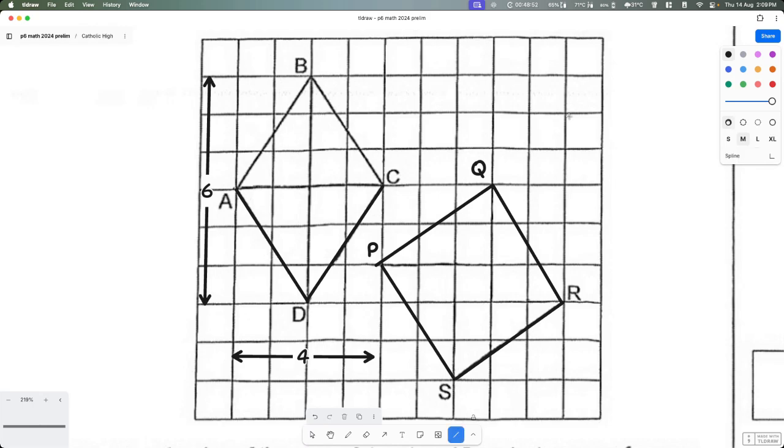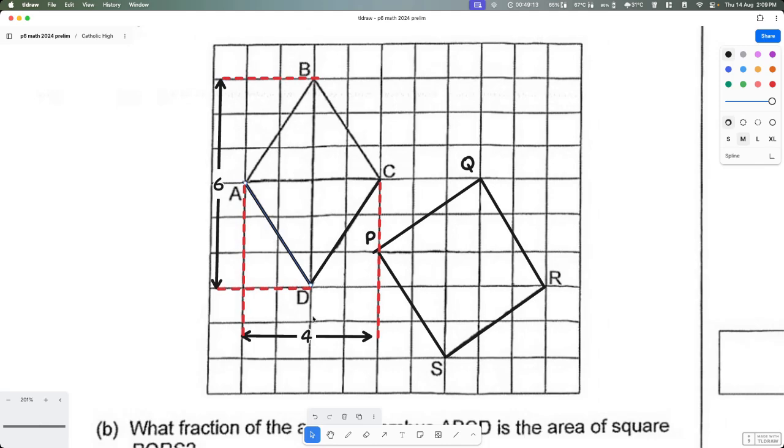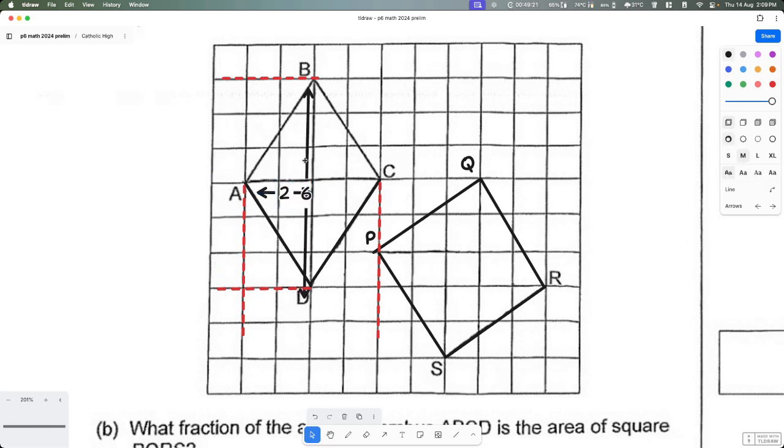Let me just draw some dotted lines so it's easier to see. So we have this, and we have this. I'm going to cut through this a bit, and then for D as well. In this case, the rhombus basically has two of this, two squares, and three of this, three. So I don't have to use the lines anymore.